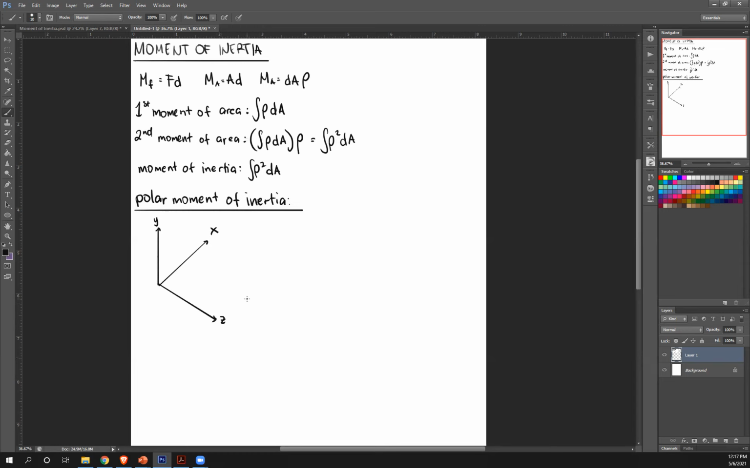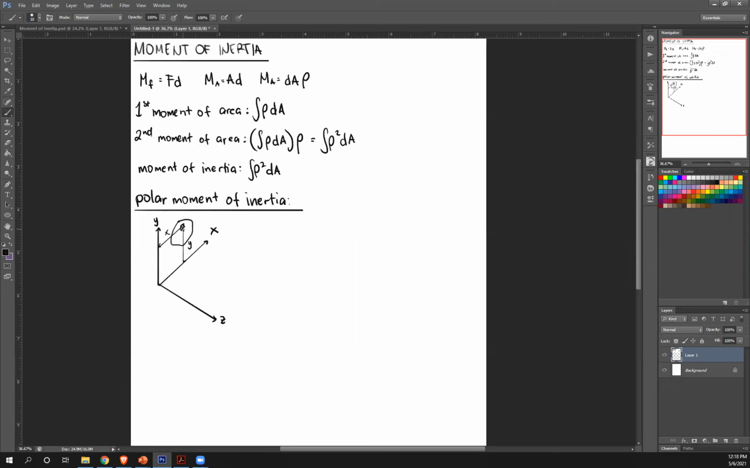Now our area, our plane area, is on the xy plane, so it's in here. So let's draw an irregular shape there. And then our regular equation, taking a differential area, again. And then this will be your distance y. Okay. And then likewise, this is your distance x. So that is for moment of inertia.